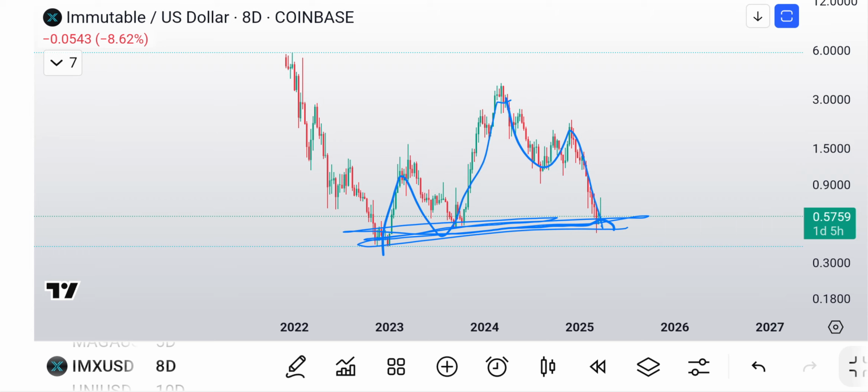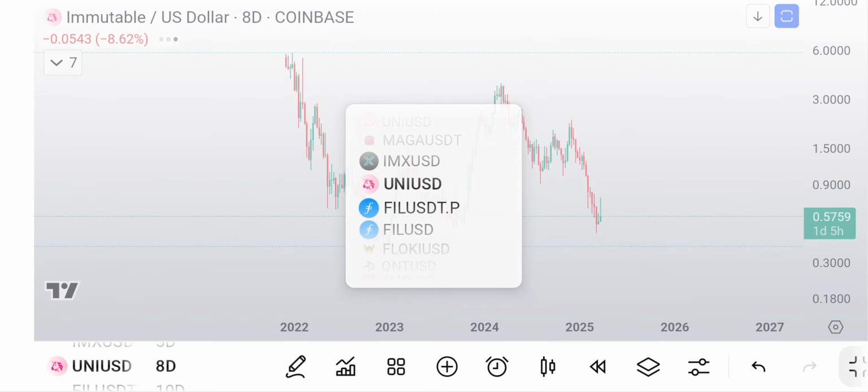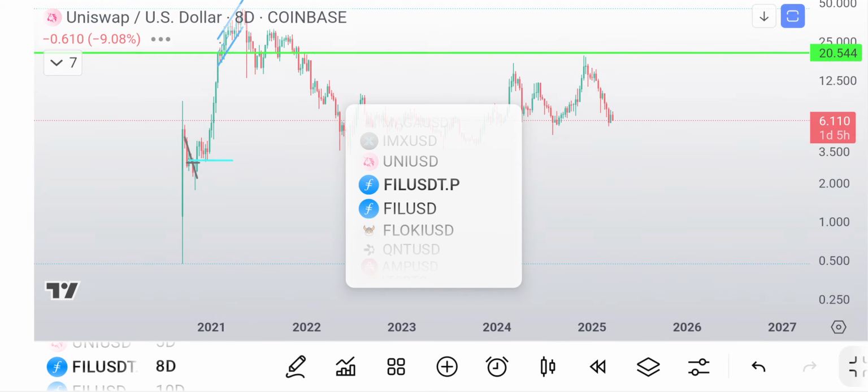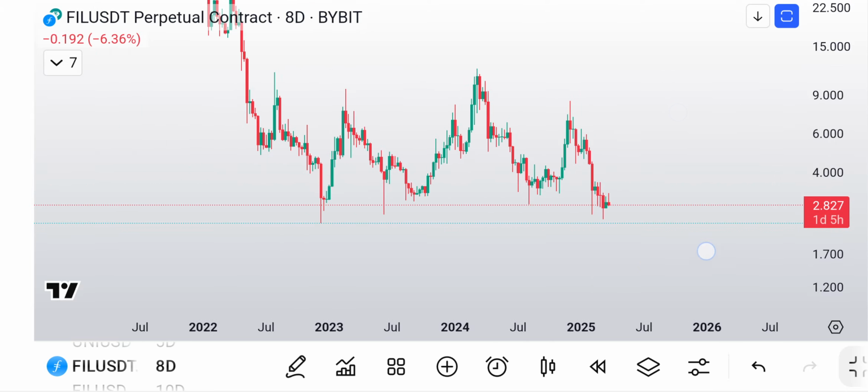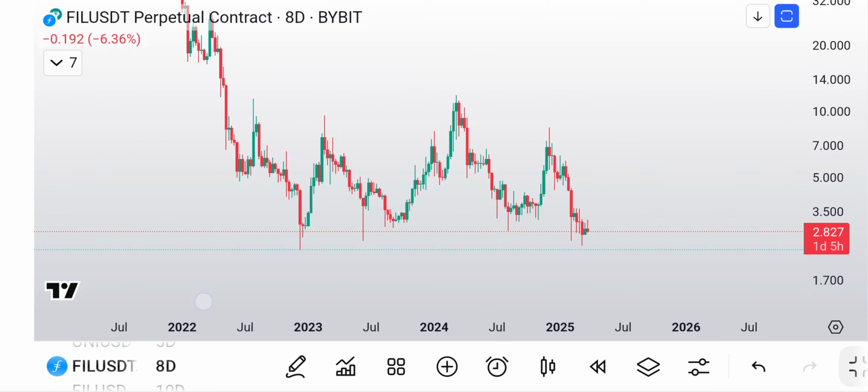So what do you think? You want to create a base, and then you want to create a retrace, or go in that retrace. I'm just looking around, trying to see if there's anything. So same with Filecoin. Look at that. You got 3 waves up, and you got 3 waves down.